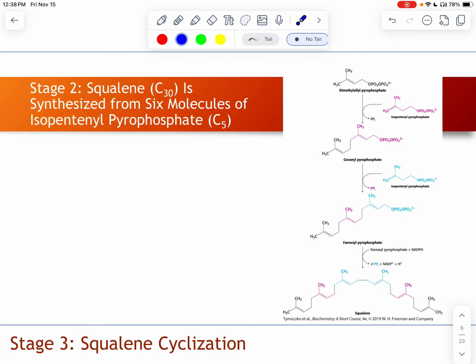In stage 2, we're going to synthesize squalene, which has 30 carbons. To do that, we're going to use 6 molecules of that product from stage 1, isopentenyl pyrophosphate. Each one of those has 5 carbons, so we need 6 of them. If we look at the steps, we're essentially combining these 2 molecules to give us this one, and then we're tacking on another one of these. Now we've made this. If we've done this whole series again, we've got 2 of these to combine to make the squalene. Again, you don't need to know the enzymes associated with this or these specific steps. You should just be impressed.